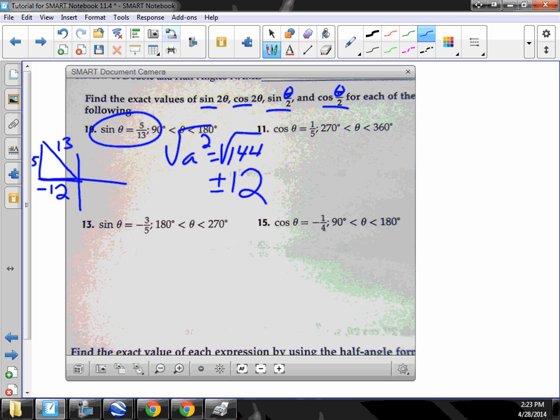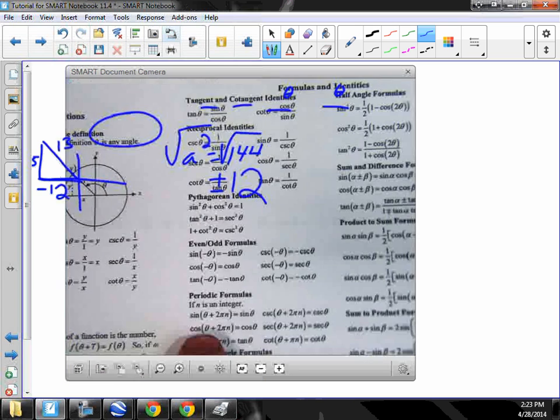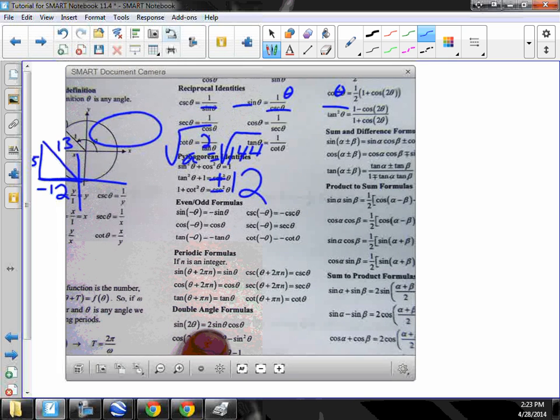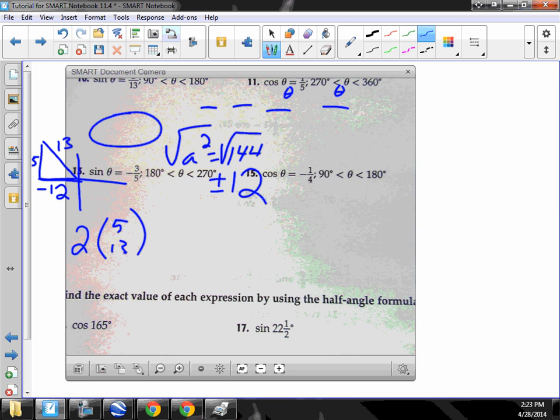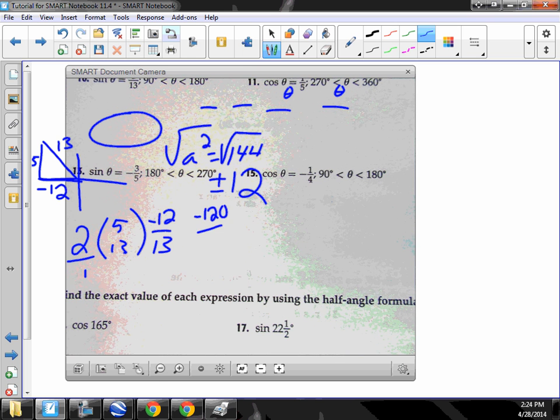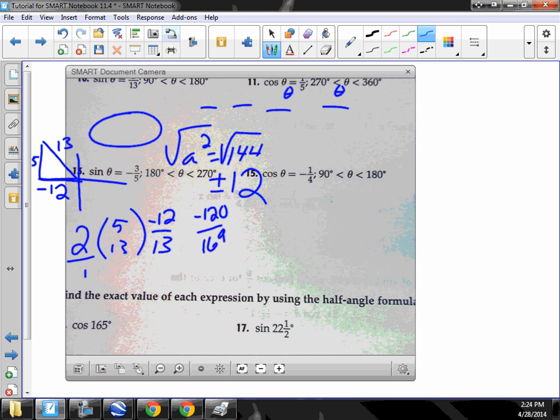Okay, so for double angles, you look at the double angle formula. Sine of 2 theta, if you look here, is 2 sine of theta cosine of theta. So 2 times the sine of theta, 5 over 13, cosine of theta, negative 12 over 13. So I'm going to put that over 1. Does anything cancel? We have a 2, a 5, and a 12 on top, and a 13, a 13, and a 1 on bottom. Nothing cancels, and you might as well cancel now instead of later. It's a lot easier to cancel now than later. So I end up with, that's 10, negative 120 over 169. So that takes care of the first part.